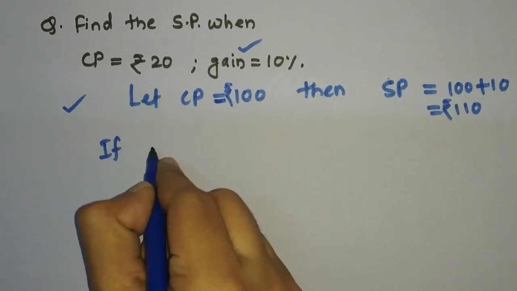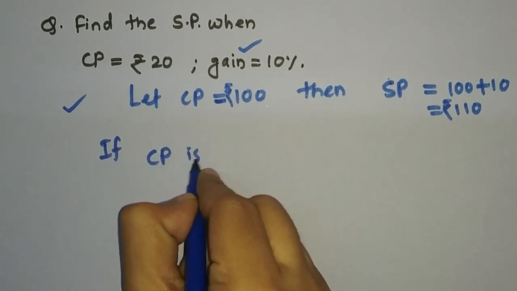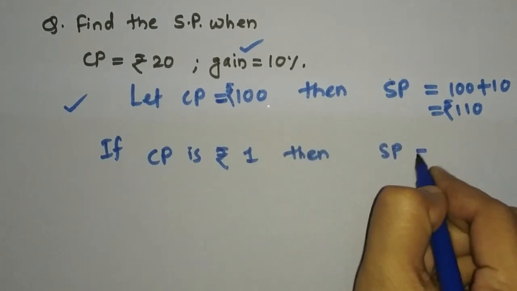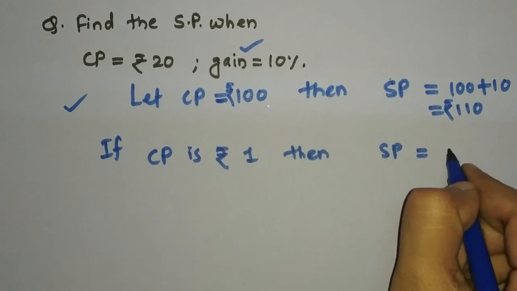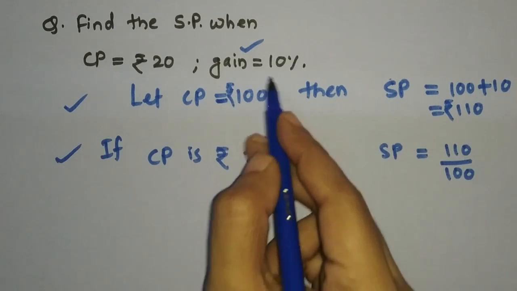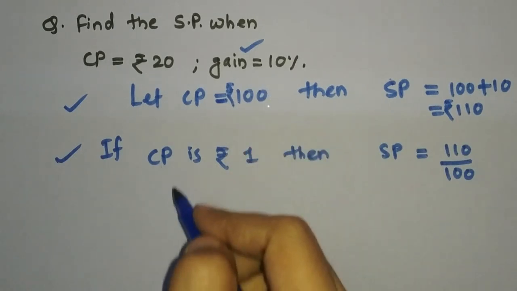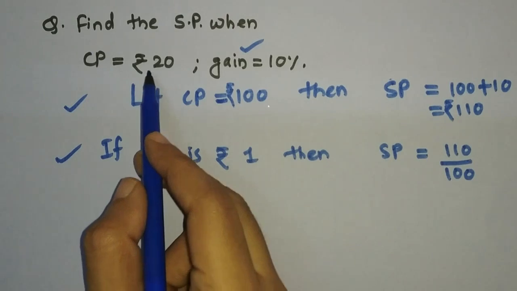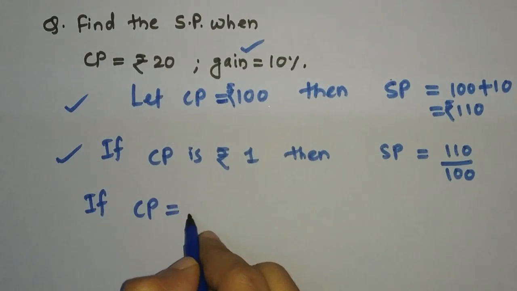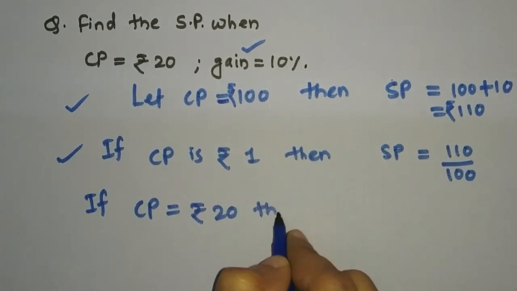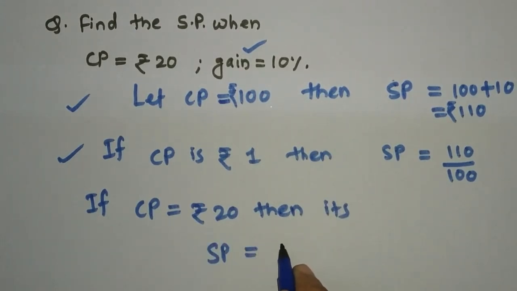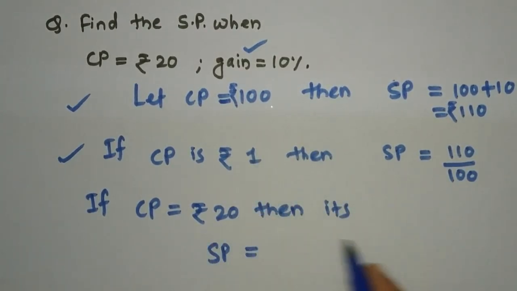So if CP is suppose rupees 1, then what is its SP? Then its SP is going to be this 110 divided by this 100. This we have found for rupees 1 and this we have found for rupees 100. Now we will find for our given desired one, that is for rupees 20. So if cost price is given rupees 20, then its SP will be this multiplied by 20.